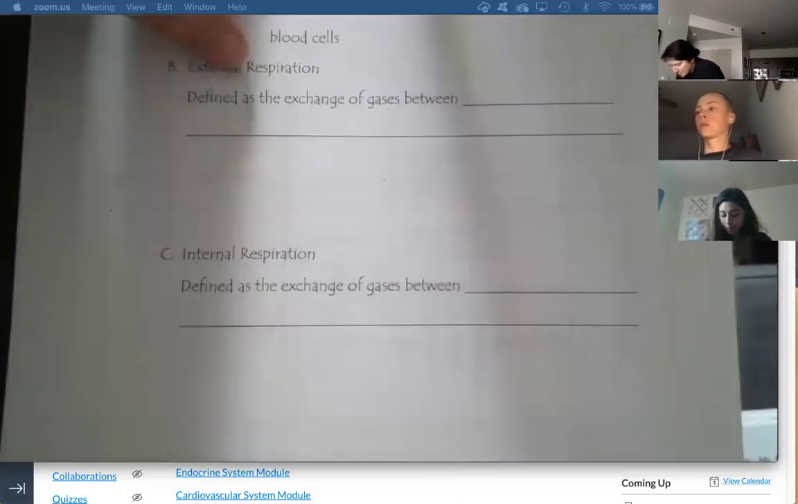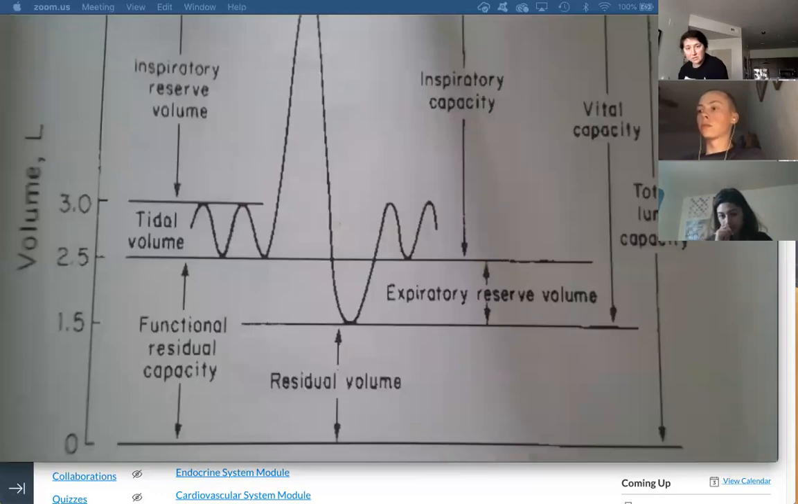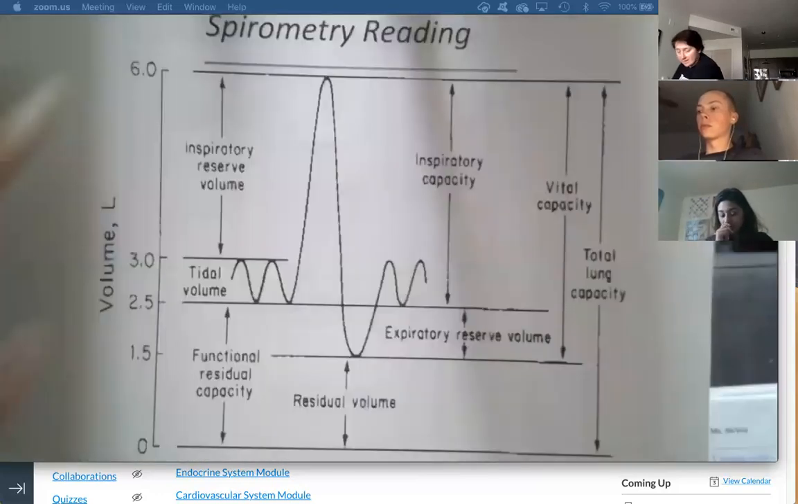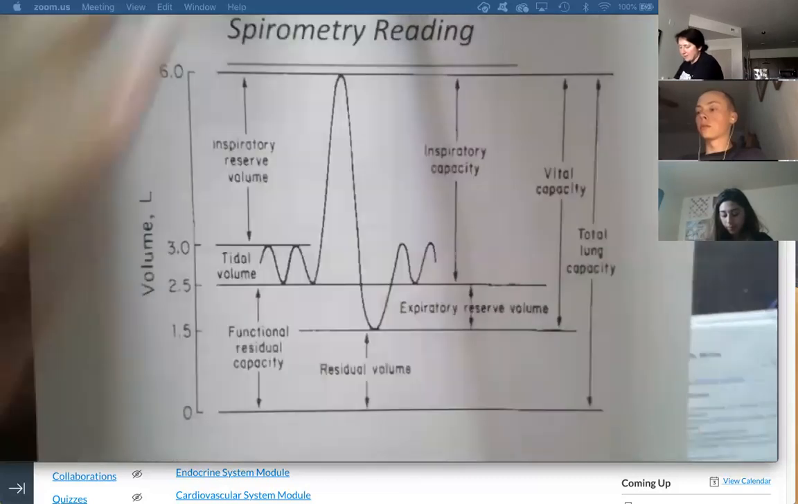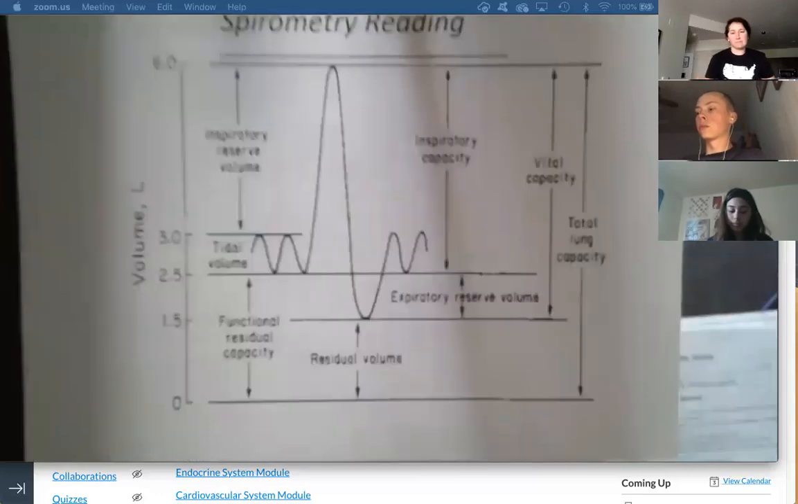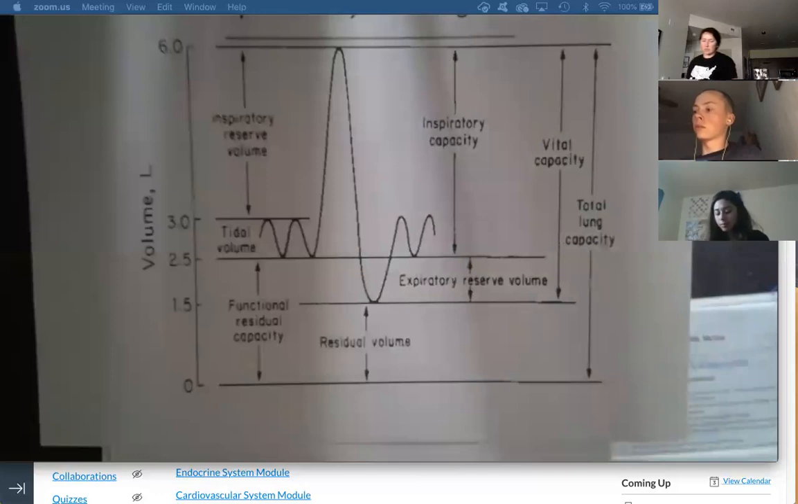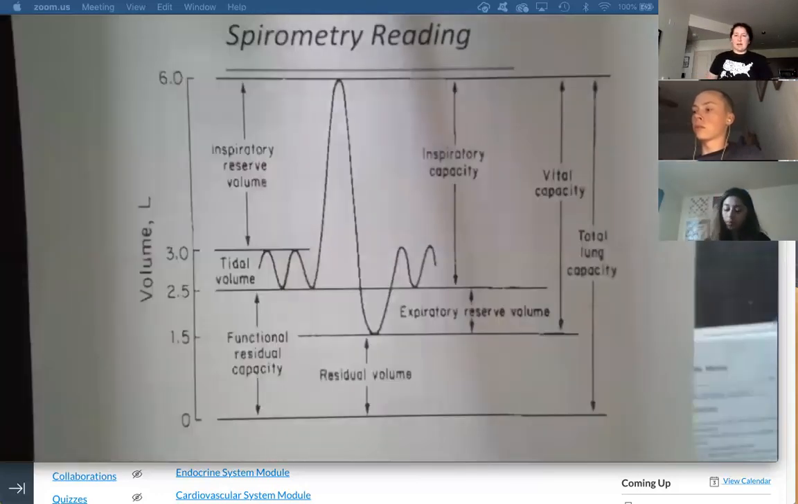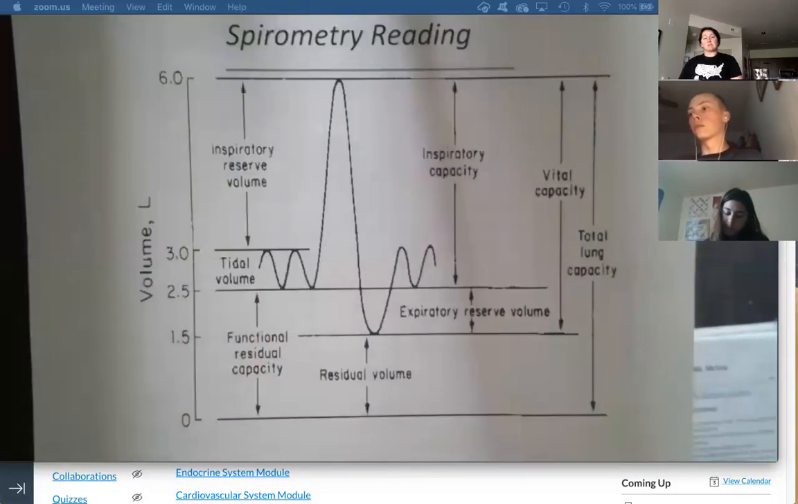While we're on that, I just want to show you this before we talk about respiration. So this is what's called a spirometry reading. Spiro means breathing and meter is to measure. So this is when we measure your breathing. And there's some interesting information on this chart. Your tidal volume is what you breathe normally, just the amount of air you breathe in and out. You never fully breathe all the air out of your lungs, okay?